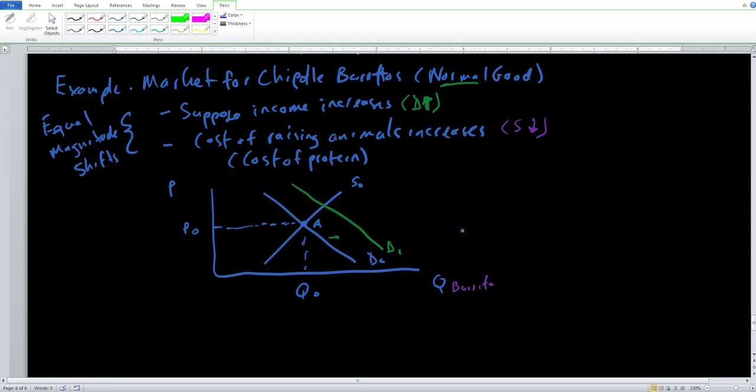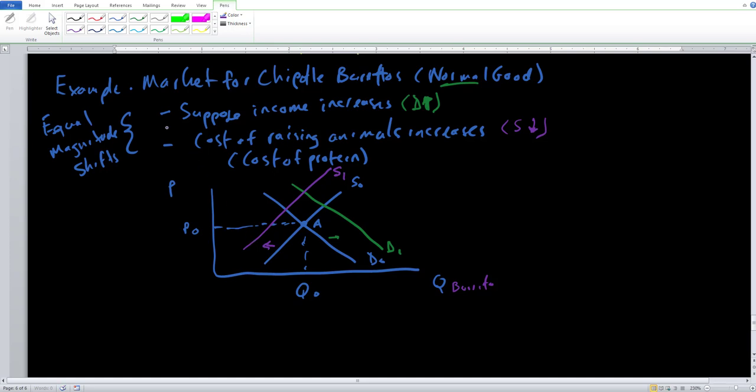So if the cost of the protein increases, the supply of burritos is going to decrease because the protein is a component or a resource in the burritos. So here, supply is going to decrease, and we want to draw it out with the same equal magnitude shift, same length as our demand shift. So it's going to be somewhere over here, and this is going to be S1.